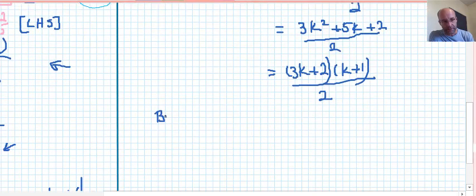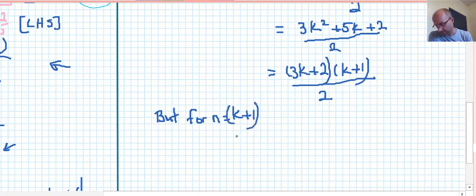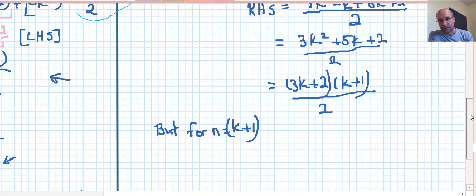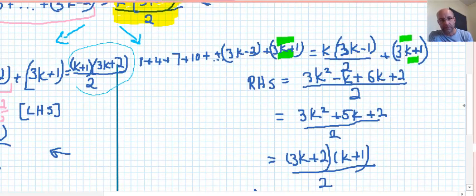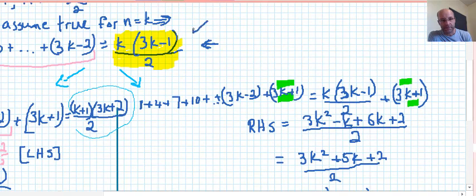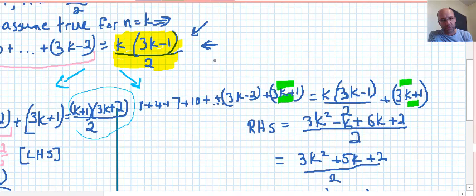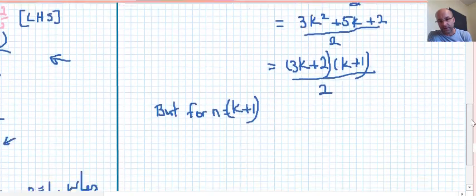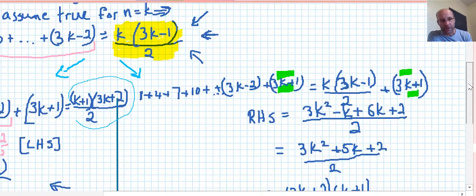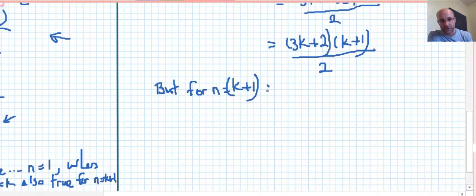So what we write now is, but for n equals k plus 1, we can substitute it in to here. Okay, so following that same pattern, it's like thinking in the opposite direction to the first way. So the yellow inductive hypothesis term for the right hand side, we can substitute k plus 1 into that. So let's do that. So it's k outside of 3k minus 1 over 2.